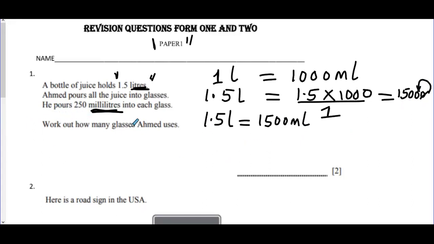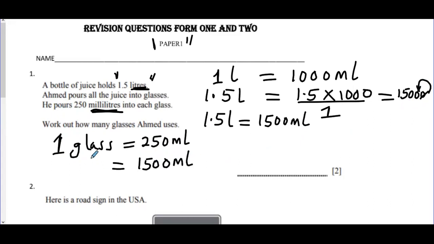Now, he pours 250 milliliters into each glass, meaning one glass equals 250 milliliters. Now, how about 1,500 milliliters? This will equal how many glasses? So cross multiply, you're going to end up getting 1,500 times one, and the answer you get, you have to divide by 250.